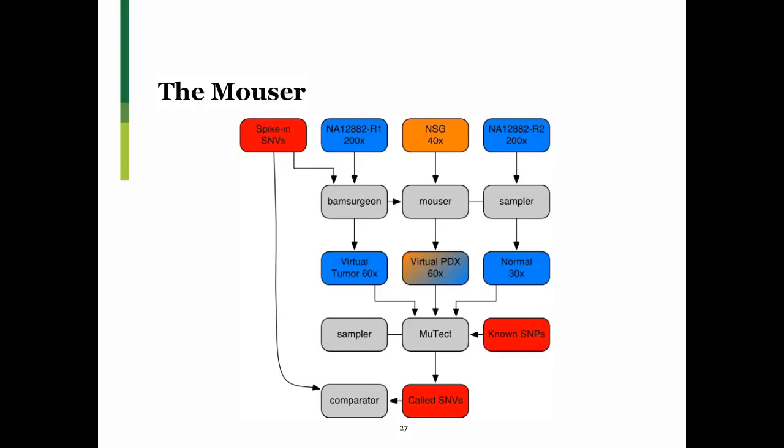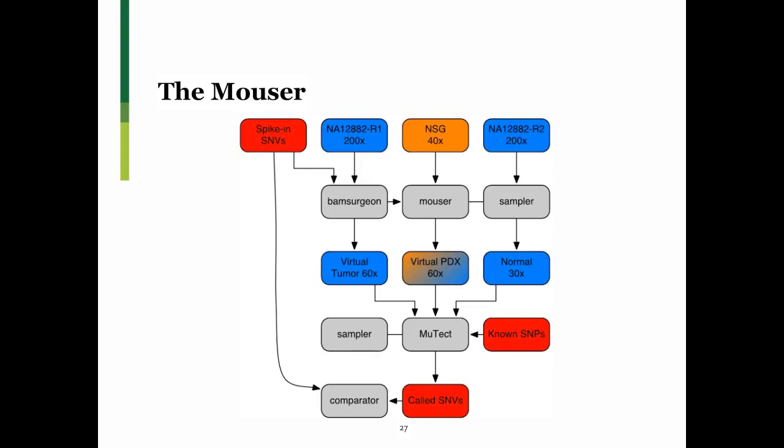And using these three sequence genomes, what we did is basically feed the single nucleotide variants and one of the technical replicates into BAMSurgeon to insert mutations, and then use what we call the Mouser to randomly mix in a variable amount of mouse genome sequences. So what we end up with is, on this row, what we call a virtual tumor at 60x, a virtual PDX also at 60x with some amount of contaminating mouse reads, and then a normal at 30x. So all we did here was downsample.